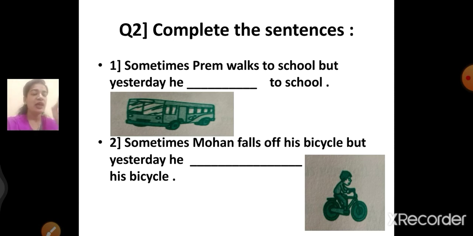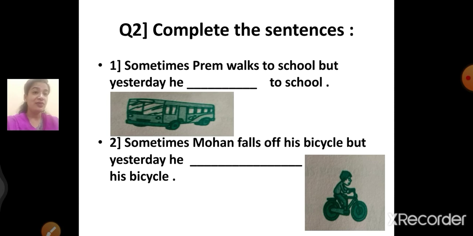Now children, here the sentence is telling that Prem often walks to school, but yesterday he did something else. What he did instead is shown in the picture. So we have to write the opposite of that. That is, sometimes Prem walks to school, but yesterday he did not walk.